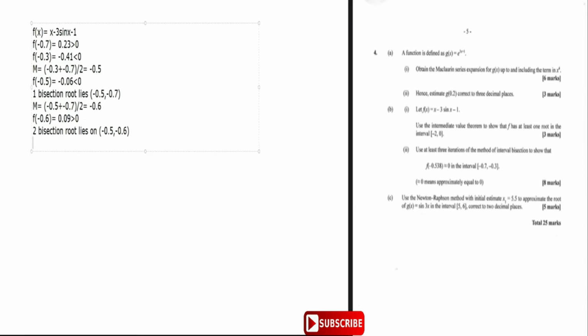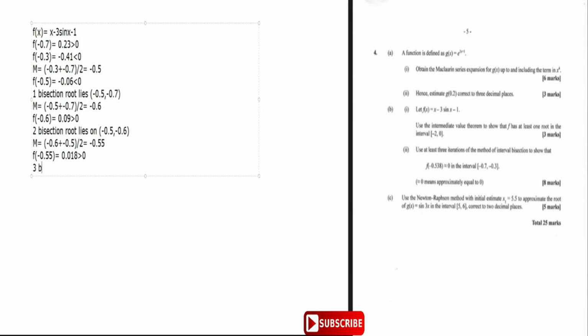So now we need to bisect that again. So m is equal to the bisect of that: minus 0.6 plus minus 0.5 divided by 2, we get negative 0.55. And so find what is f of negative 0.55 from the bisection. That's equal to negative 0.55 minus 3 times the sine of negative 0.55 minus 1, which is equal to 0.018, which is greater than 0.